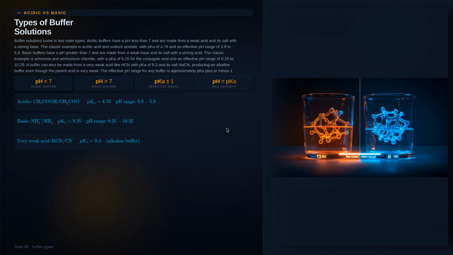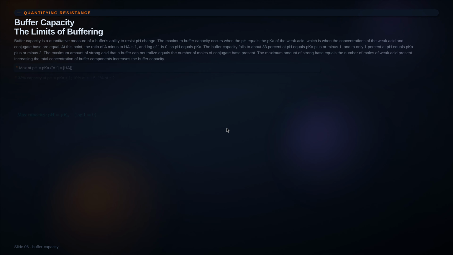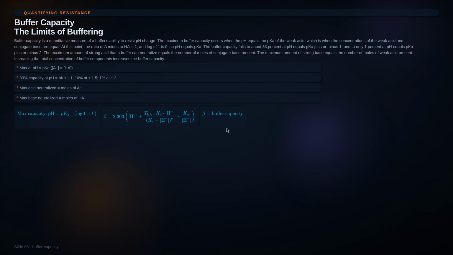A buffer can also be made from a very weak acid like HCN with a pKa of 9.3 and its salt NaCN, producing an alkaline buffer. The effective pH range for any buffer is approximately pKa plus or minus 1. Buffer capacity is a quantitative measure of a buffer's ability to resist pH change.